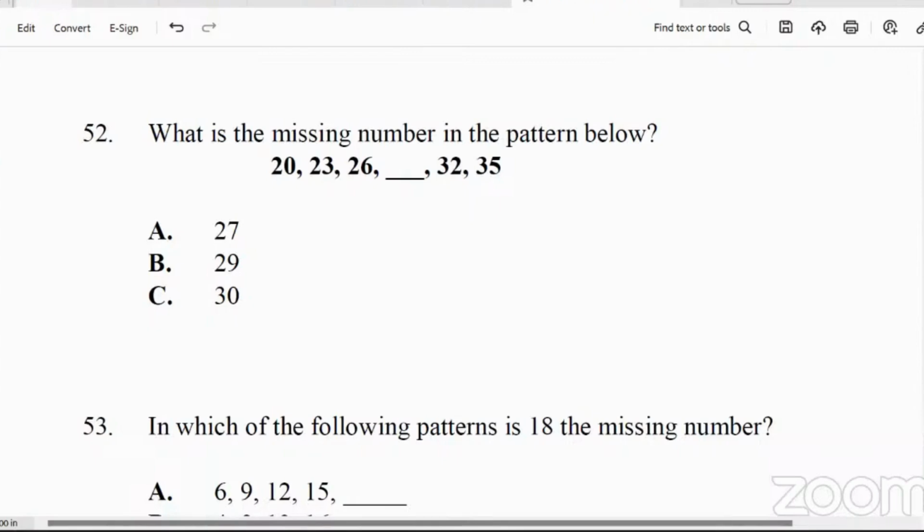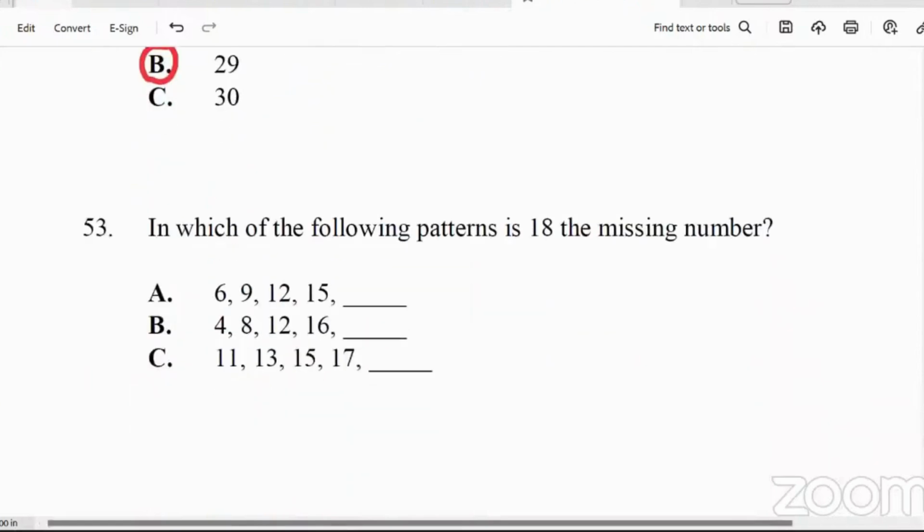So when we add 3 to 20, it becomes 23. Add another 3, it becomes 26. So if we add 3 to 26, what's the answer? The answer is 29. And then if we add another 3 to 29, then of course it would be 32. So we're increasing by 3 each time.